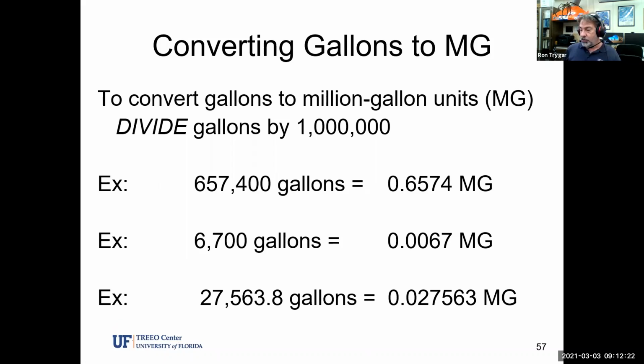So we have 27,563.8 gallons. Remember, we have a decimal point here. Move the decimal point 6 places: 1, 2, 3, 4, 5, 6. The decimal point ends up 6 places over. Notice that there's nothing in this space, so we need to fill that in with a 0 and put a 0 in the front so we know it's less than a whole number.